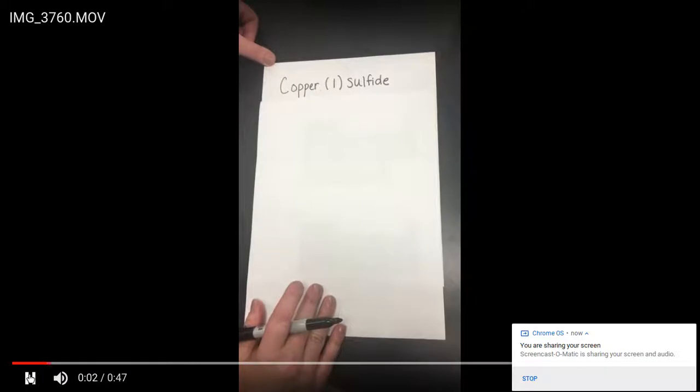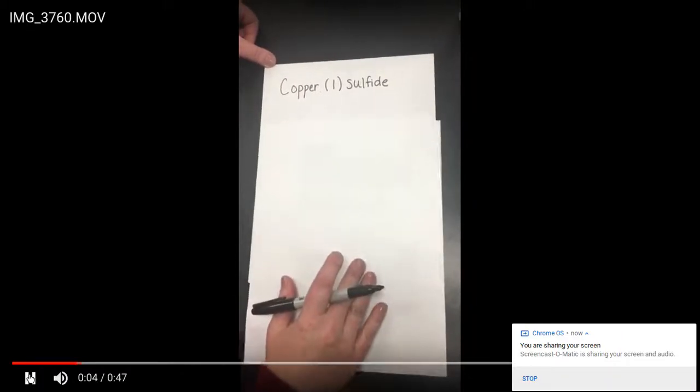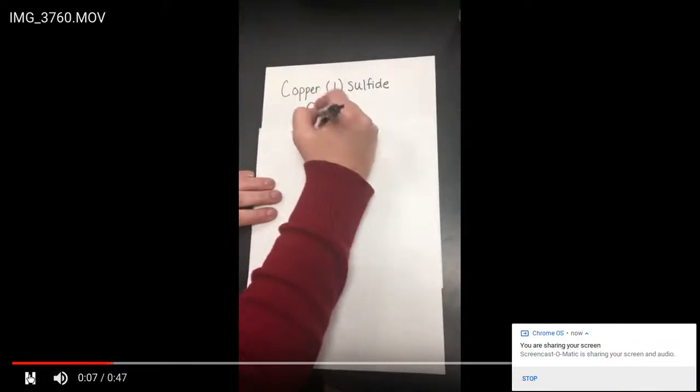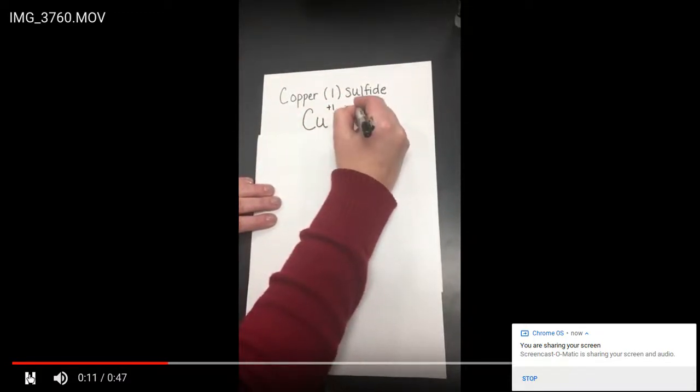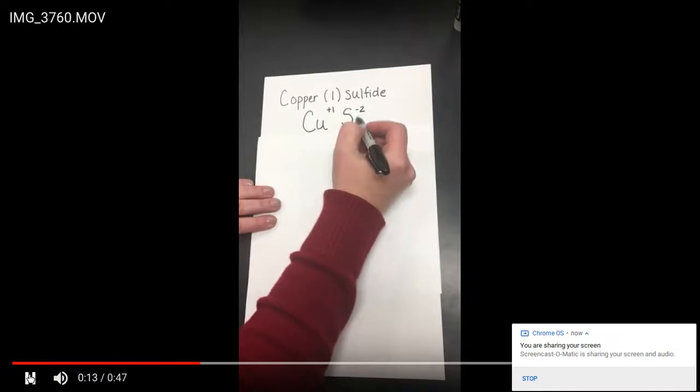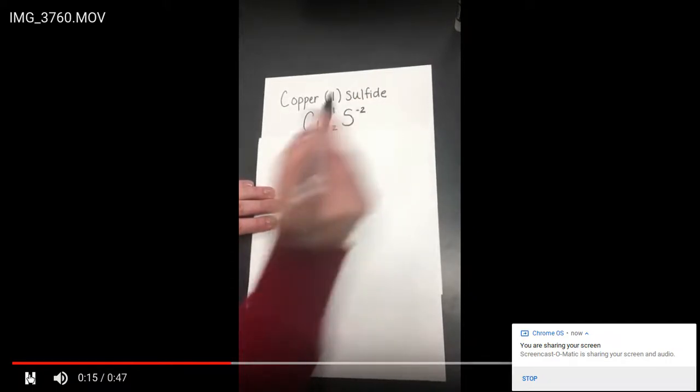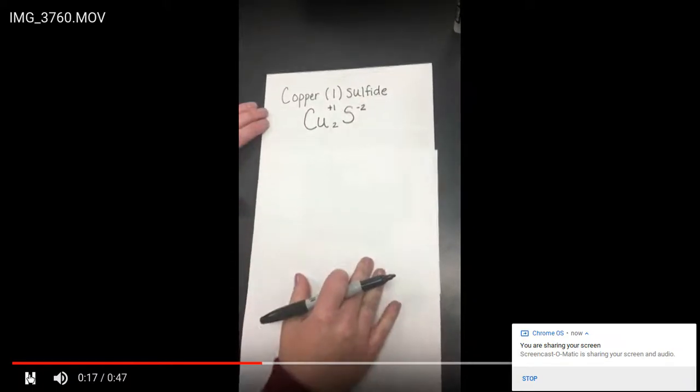Okay, so copper 1 sulfide. Copper has the +1 charge. Sulfur has a -2 charge. Got that right off the periodic table. Use the crisscross rule, bring the 2 down, and there's your proper formula.